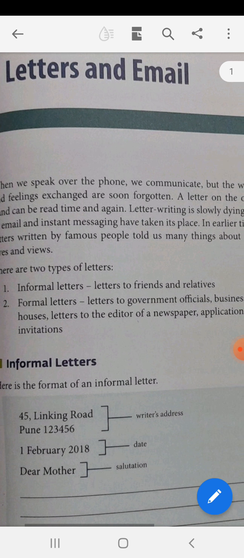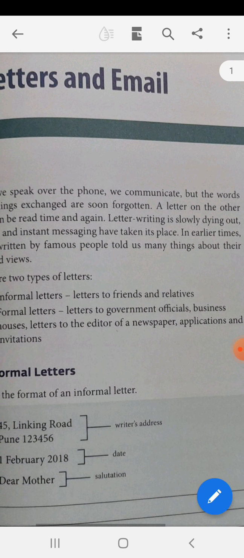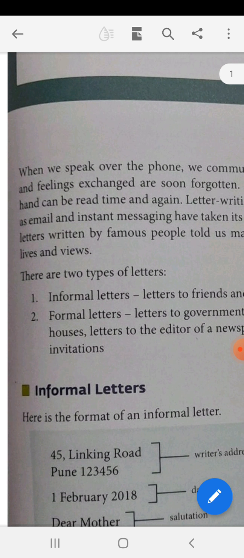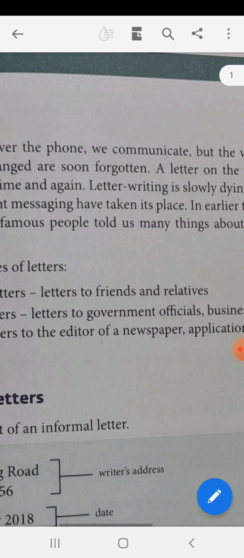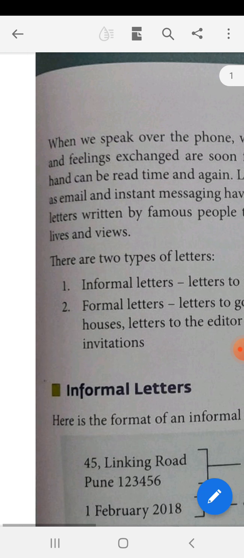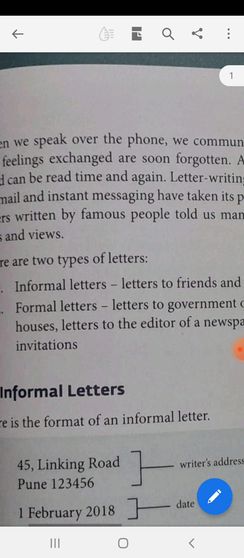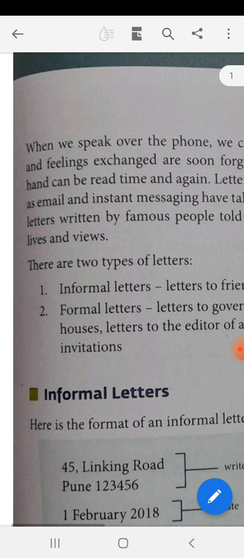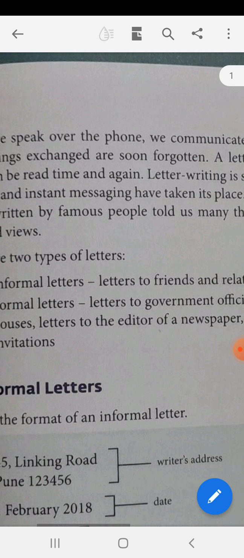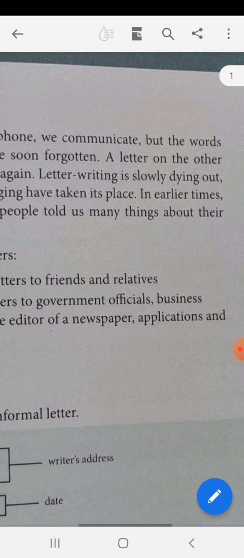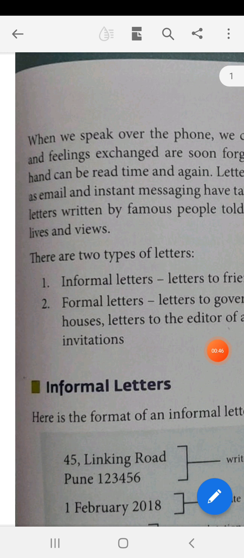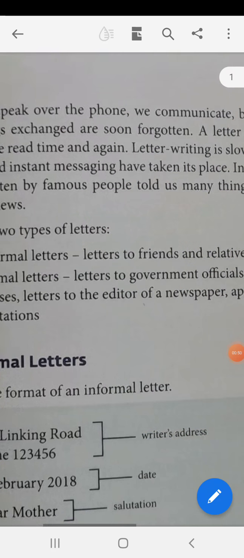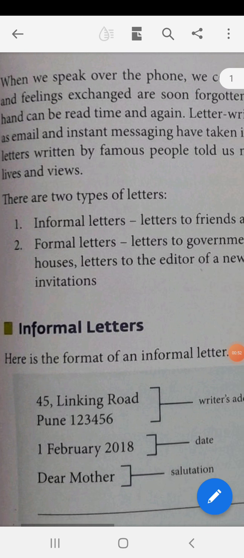When we speak over the phone, we communicate, but the words and feelings exchanged are soon forgotten. A letter, on the other hand, can be read time and again. Letter writing is slowly dying out as email and instant messaging have taken its place. In earlier times, letters written by famous people told us many things about their lives and views.